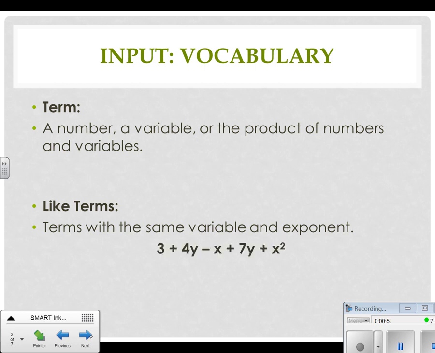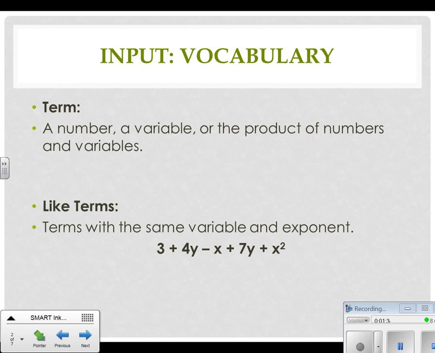Here is what would be called an algebraic expression, where it looks like we have a total of 5 terms. 3 is a term because it's just a number. Any number is a term. 4y is a term because it's a product where you're multiplying 4 and y. The opposite of x is a term. It's a variable with a coefficient, the number in front, that's a -1. 7y is a term. It's a product multiplying 7 and y. And x squared is a term because it's a variable raised to a power. So it's like x times x.